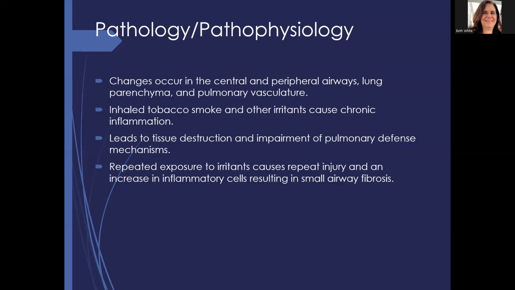This leads to tissue destruction and impairment of pulmonary defense mechanisms. And repeated exposure to irritants cause that repeat injury and an increase in the inflammatory cells. It results in small airway fibrosis. It results in overinflation or hyperinflation of your alveoli, which causes permanent damage. And then all of a sudden, we have gone down a road that is not reversible. This lung inflammation can persist after smoking cessation or elimination of that occupational exposure because that patient's in a vicious cycle.